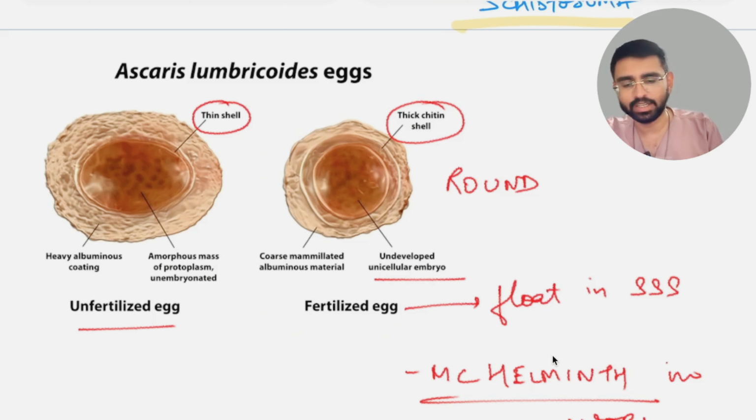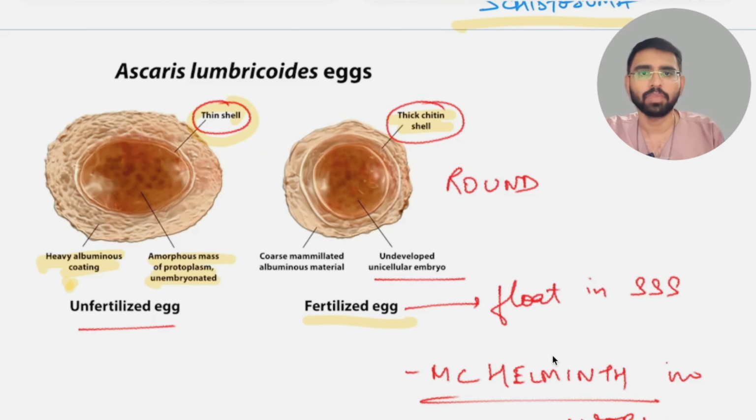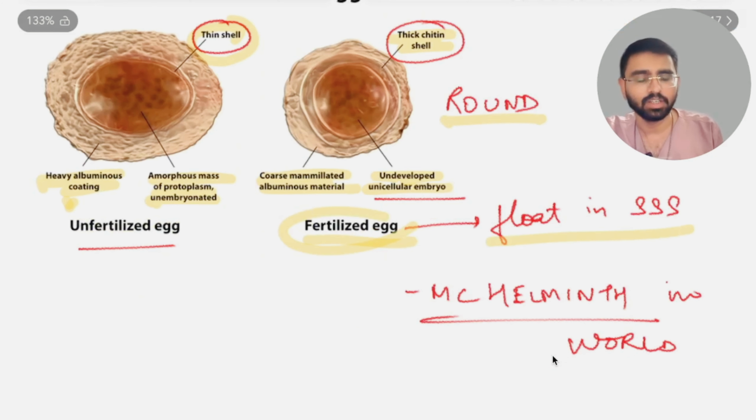So the unfertilized egg has a thin shell and it is oval shaped, elongated, and there is a heavy albuminous coating. There is an amorphous mass of protoplasm and it is unembryonated. Whereas the fertilized egg has a thick chitin shell and it is round in shape. There is coarse mammillated albuminous material present and there is an undeveloped unicellular embryo in the fertilized egg. The fertilized egg floats in saturated salt solution and it is the most common helminth worldwide.